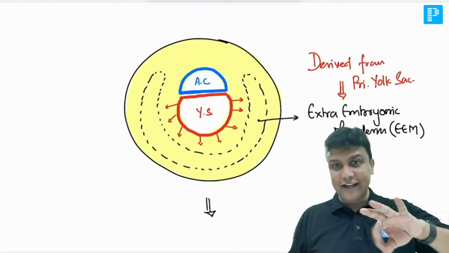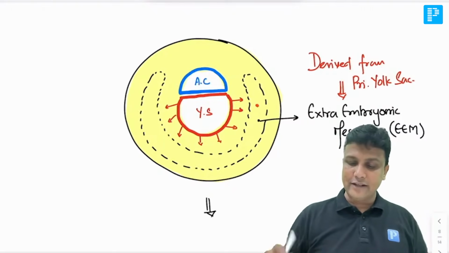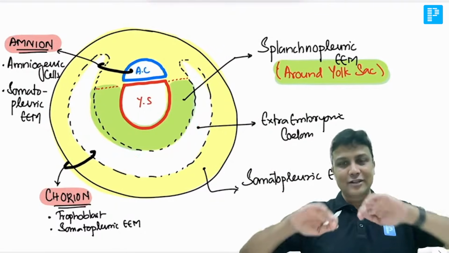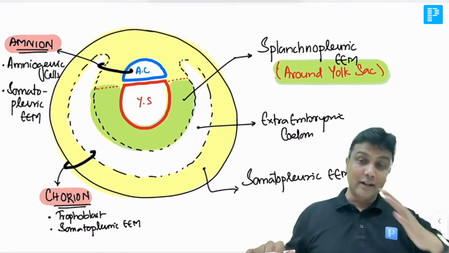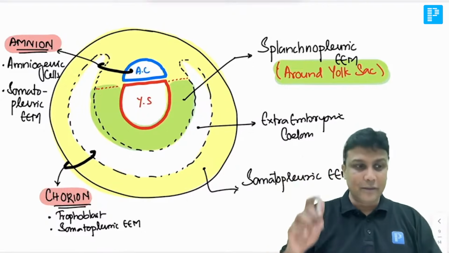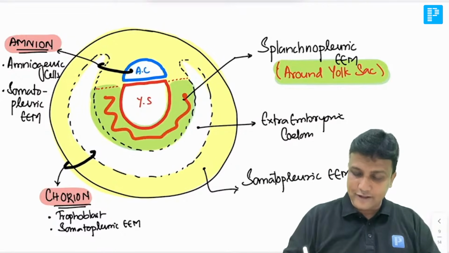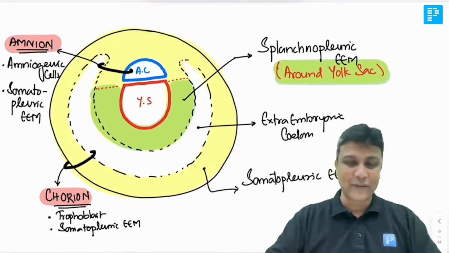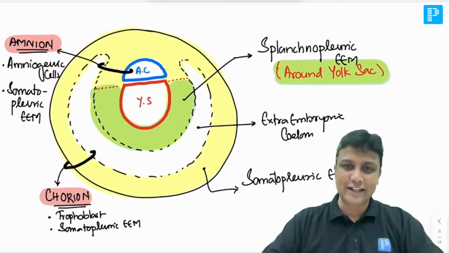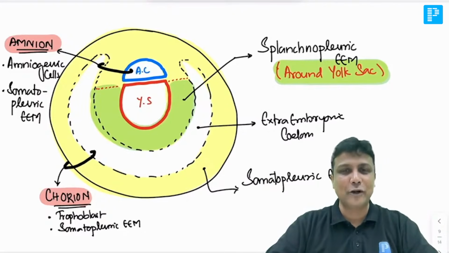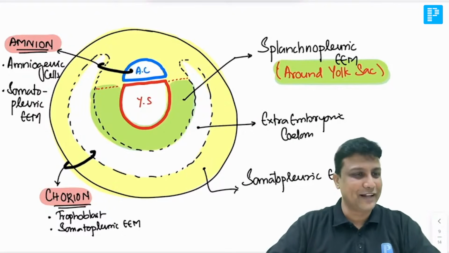And now inside that, there is a formation of coelom, and that coelom will be known as the extraembryonic coelom. Because of that, the mesoderm is going to divide again into two layers. The mesoderm surrounding only the yolk sac is splanchnopleuric extraembryonic mesoderm. And the remaining mesoderm on the outer side is somatopleuric extraembryonic mesoderm. Are you clear with this one here?